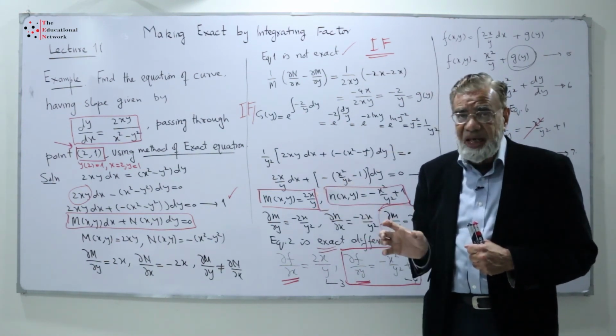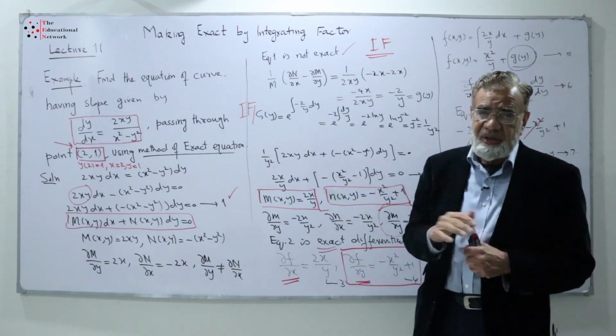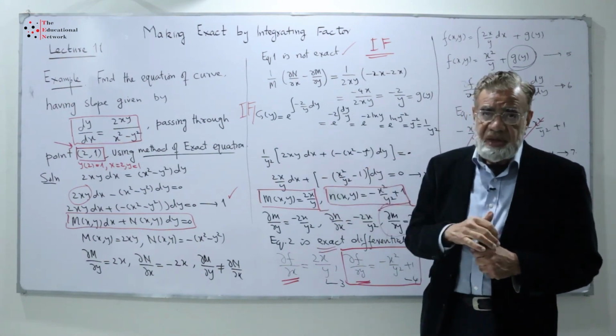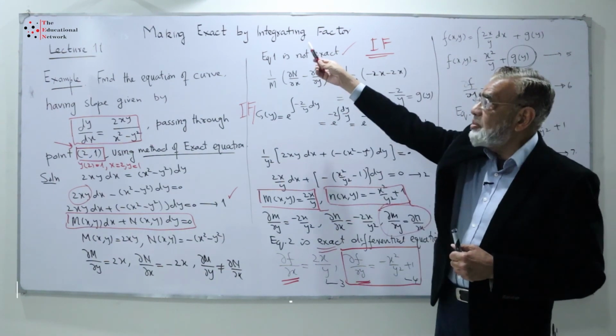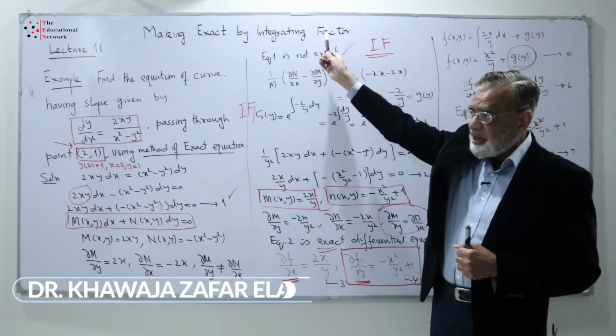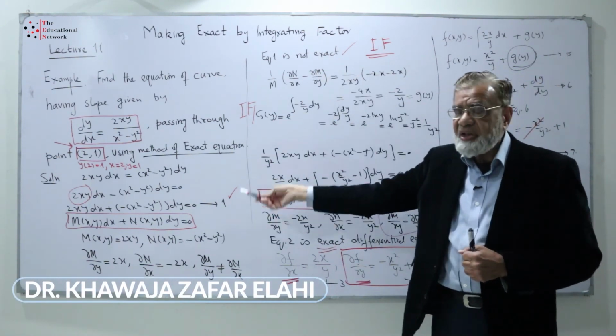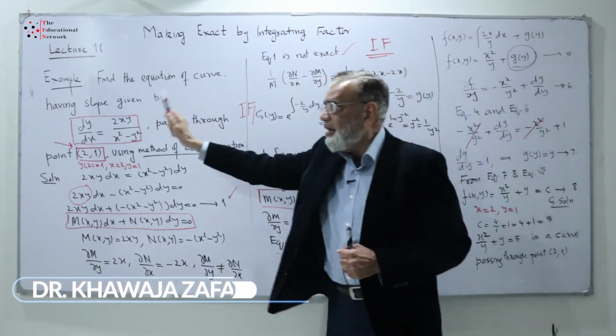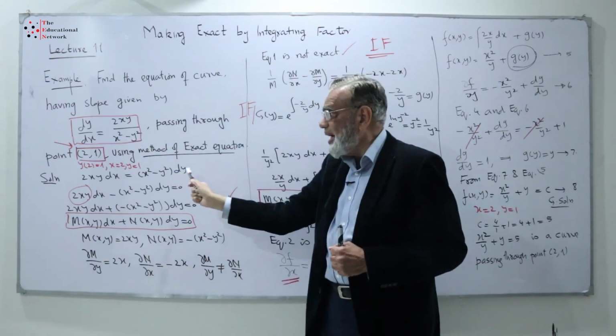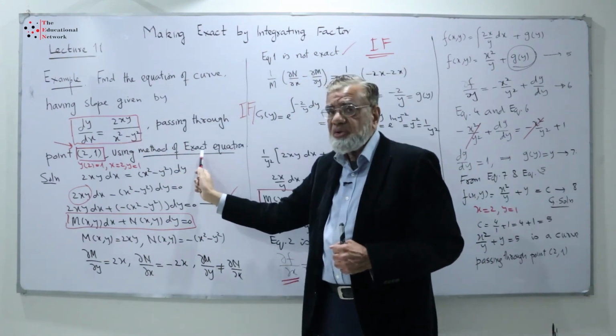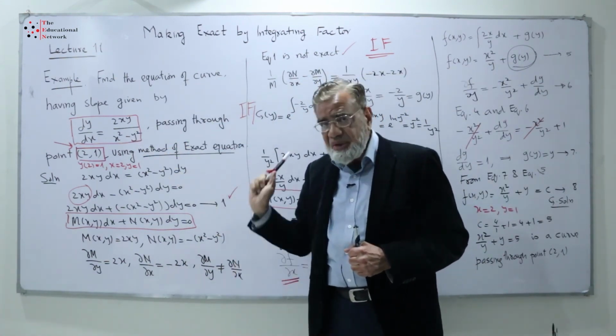Obviously, as we are time restricted, we can't take an hour to clear this topic. The topic was to make the equation exact by using an integrating factor. We have an equation that is not exact, and we have to solve it by the exact differential equation method. We can also solve this equation by the homogeneous method, but it's given that we have to use the exact differential equation, so we solve it like this.